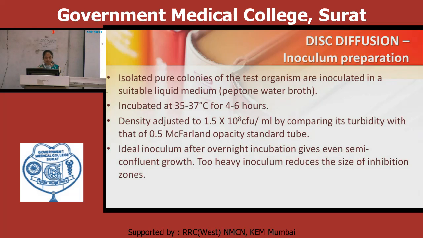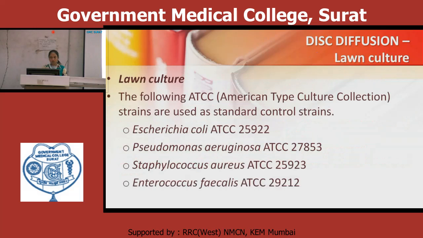Density is adjusted to turbidity with the 0.5% McFarland opacity standard tube. Ideal inoculum after overnight incubation gives even semi-confluent growth. Too heavy inoculum reduces the size of the inhibition zone. Lawn culture: following ATCC, American Type Culture Collection, strains are used as a standard control strain.